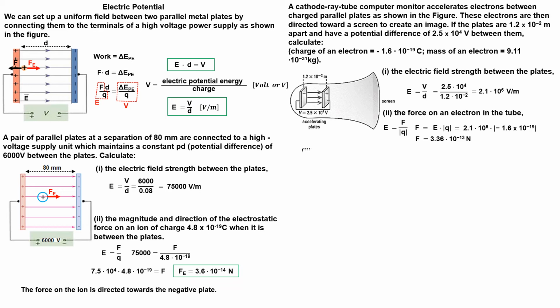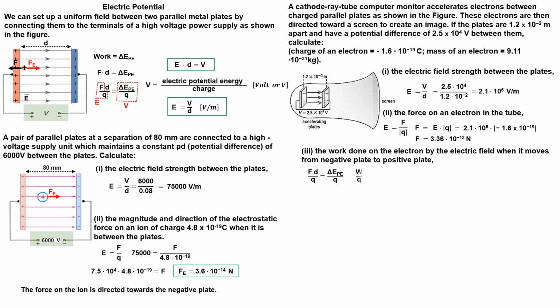Calculate the work done on the electron by the electric field when it moves from the negative plate to the positive plate. The force as well as the acceleration will be constant and opposite to the field lines. The work done by the electric field to move an electron between the plates can be calculated by rearranging the formulas.